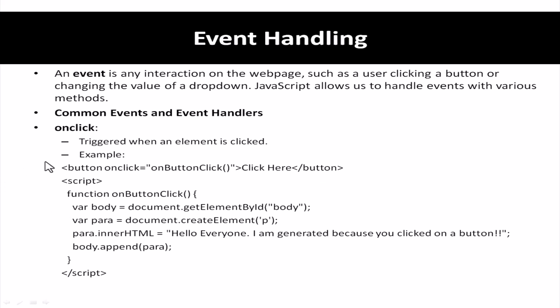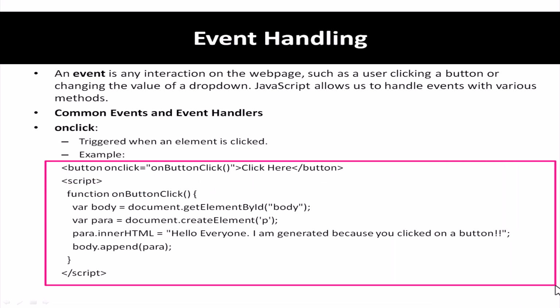Here we are going to create a button. The particular name we have given is onclick equal to onButtonClick. It is a function, and the name of the button is Click me. Now what is the name of the function? onButtonClick. So whenever you click, it will be redirected to onButtonClick. Now function onButtonClick.